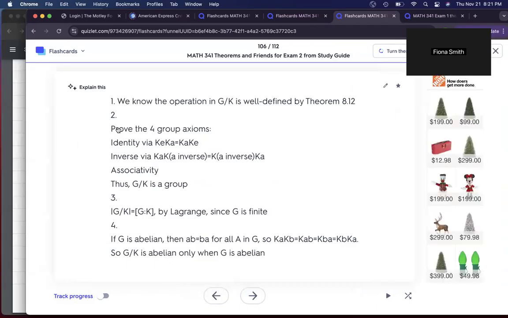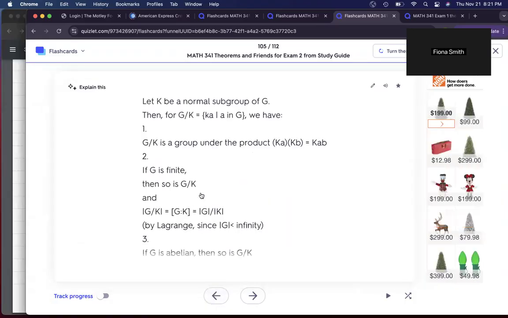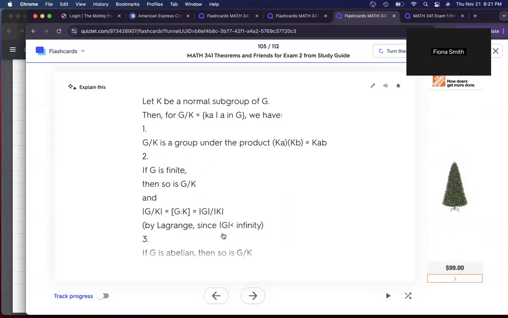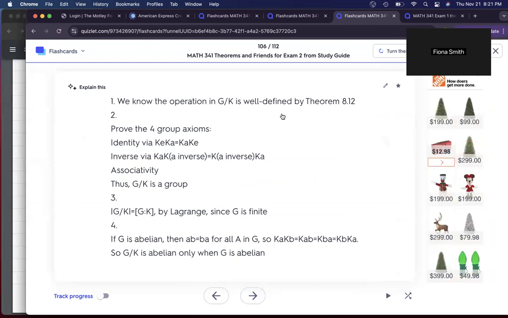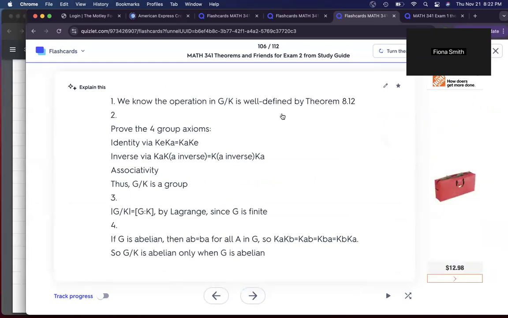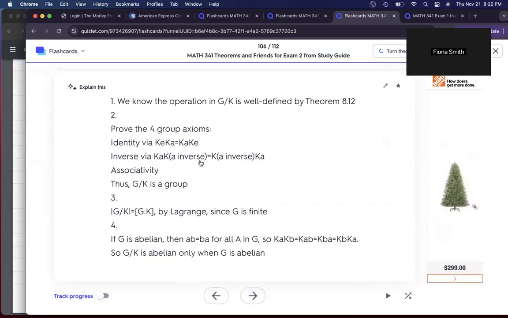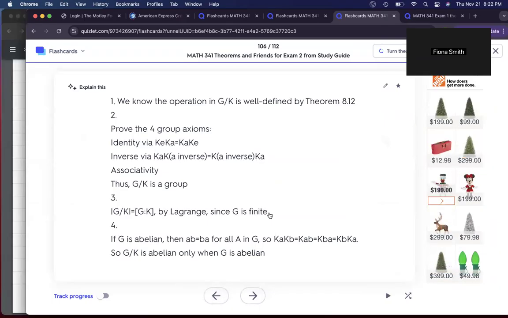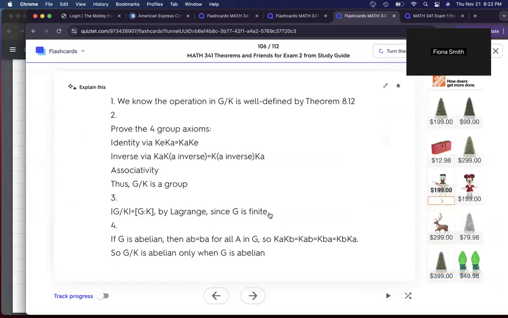I think number 2 goes with the first one. Maybe I should number this better. So G mod K is a group under the product. We know it's well defined by Theorem 8.12, and we know it's non-empty. And then you prove it's a group with the four group axioms. For the hack with Lagrange's theorem, we just know that by Lagrange's theorem, since G is finite.